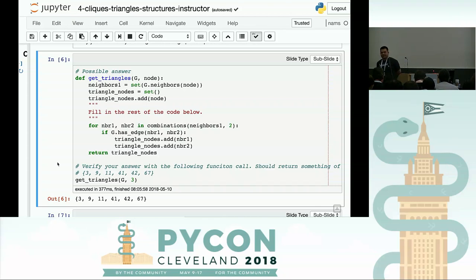For those of you who are done, feel free to try the open triangles exercise, which is a number of cells down below.